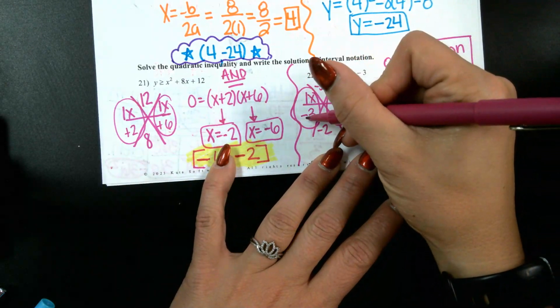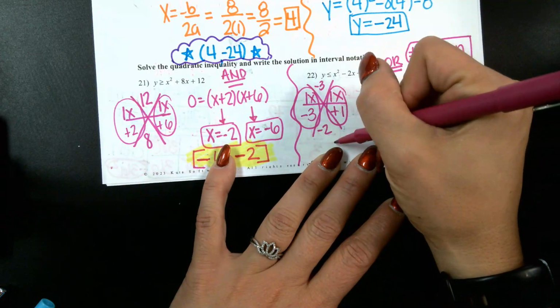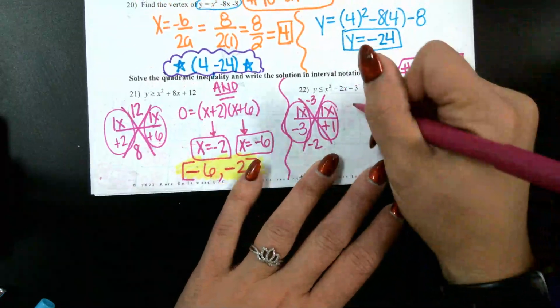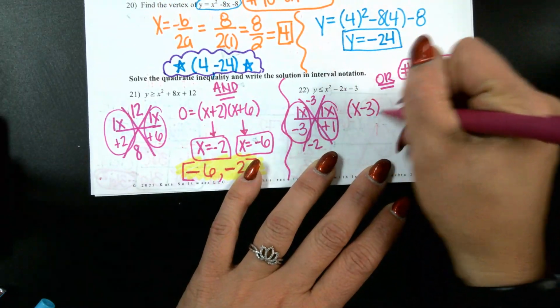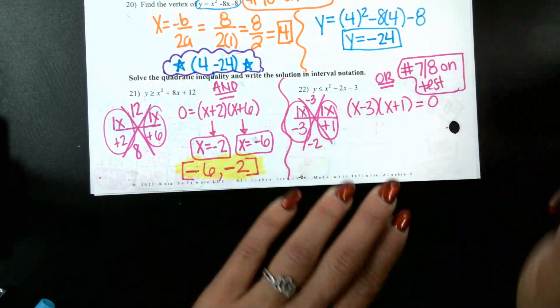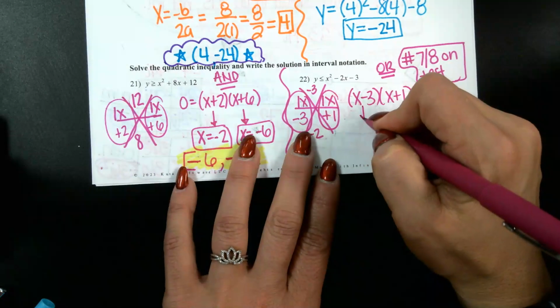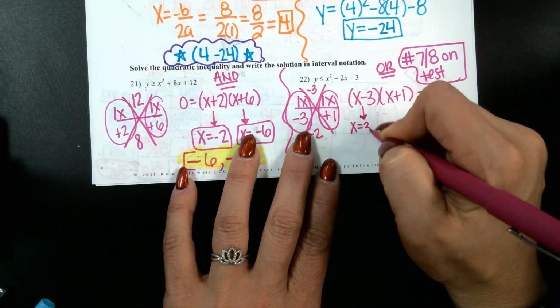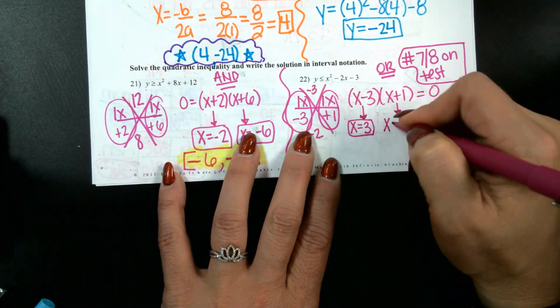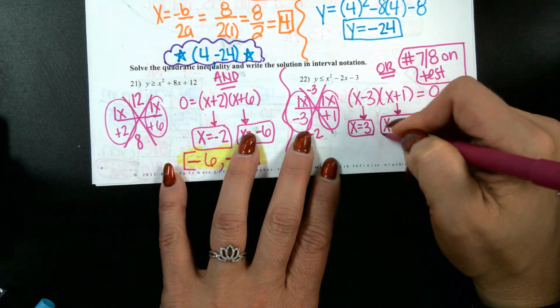So you have -3 plus 1 to make the -2 on the bottom, and -3 times 1 to make the -3 on top. So the -3 would become an answer of +3. And +1 would give you an answer of -1.